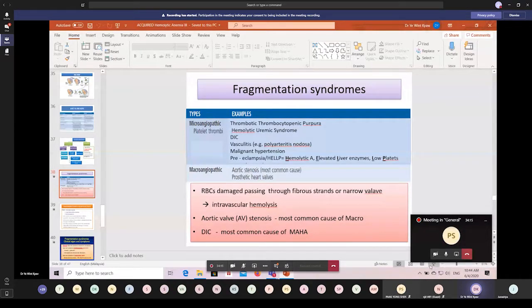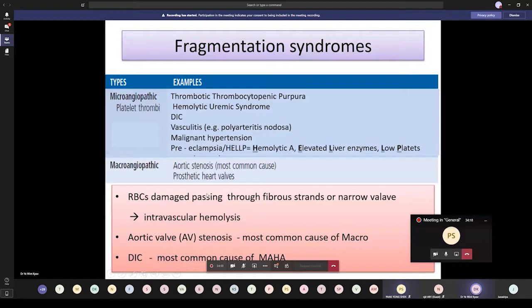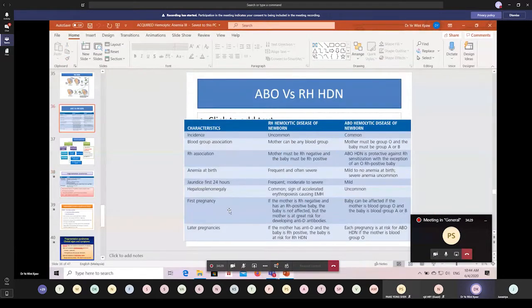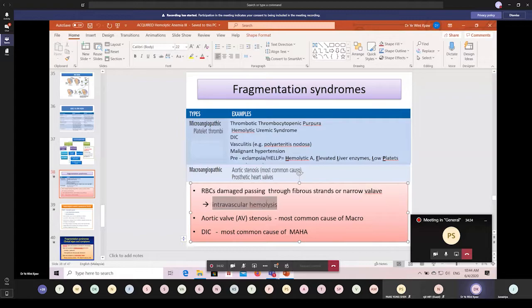So another one is fragmentation syndrome. Fragmentation syndrome is when RBCs become small fragments because of hemolysis. Because of intravascular hemolysis, RBCs become damaged and fragment. This can be caused by thrombosis, for example, thrombotic thrombocytopenic purpura. It means thrombosis in the vessels. This can cause narrowing of the vessels, and this can cause lysis of RBCs.